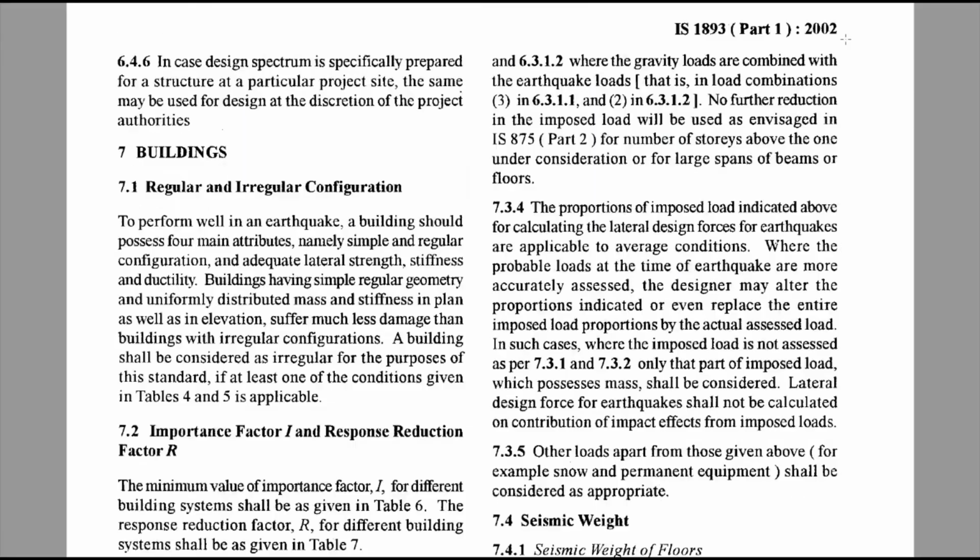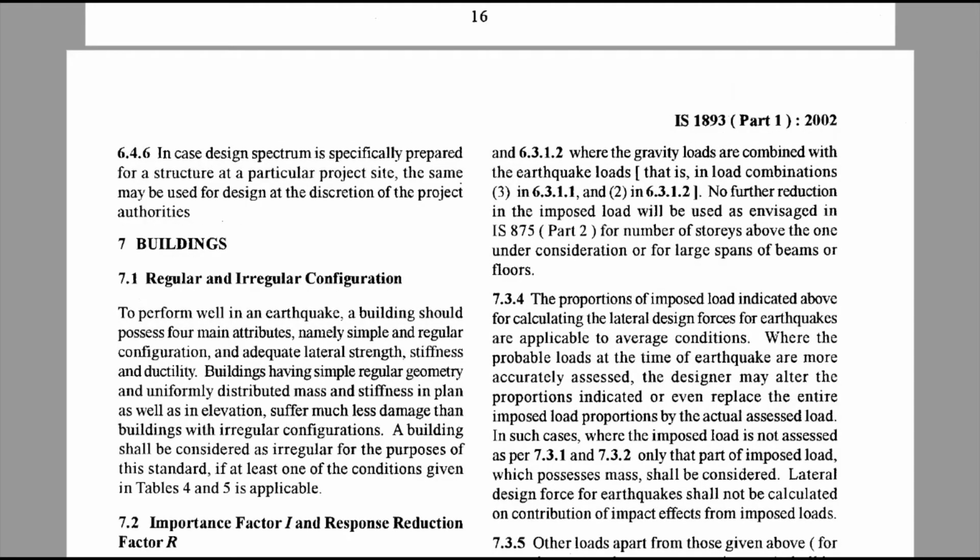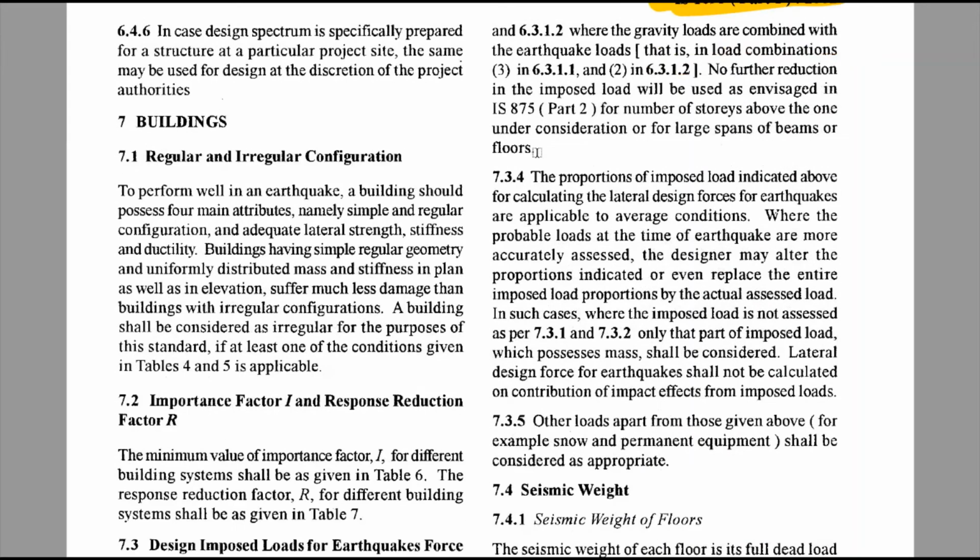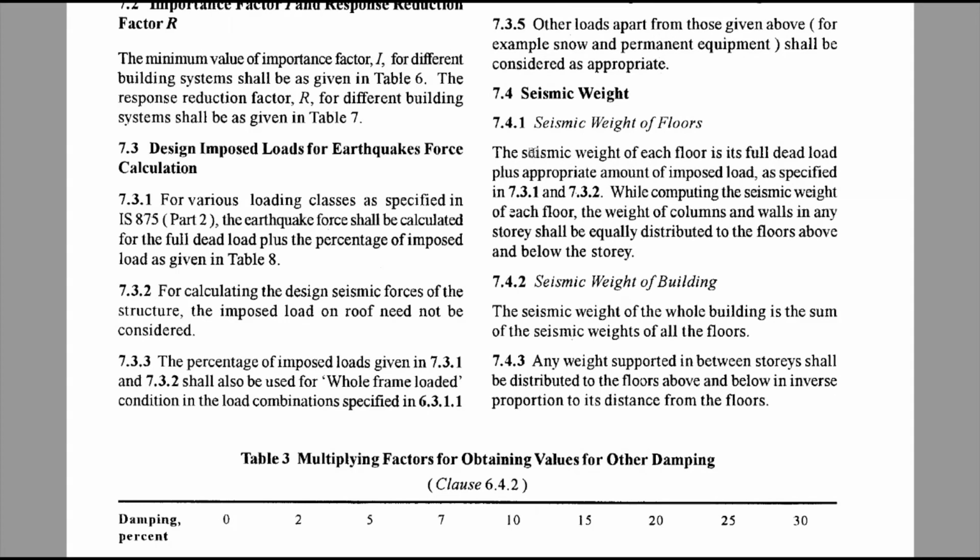So here, students, is IS 1893 Part 1: 2002. From this IS we have clause number 7.3, design imposed load for earthquake force calculation. Clause 7.3.1 says the imposed loads for various loading classes are specified in IS 875 Part 2. The earthquake force shall be calculated for the full dead load plus the percentage of imposed load as given in Table 8.